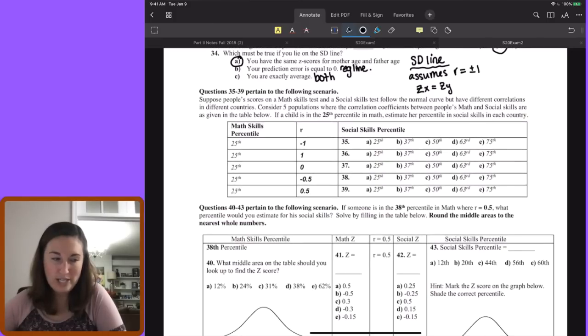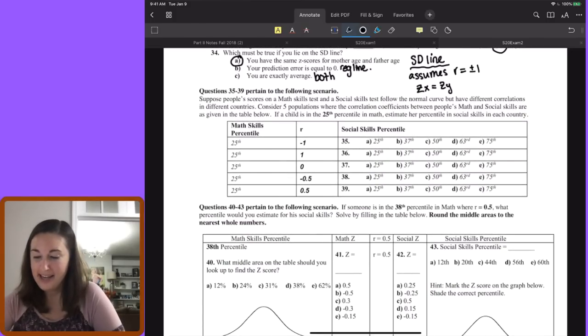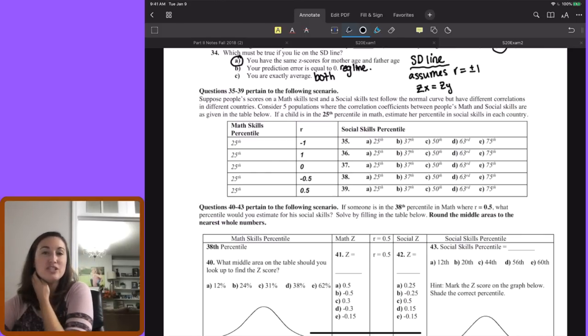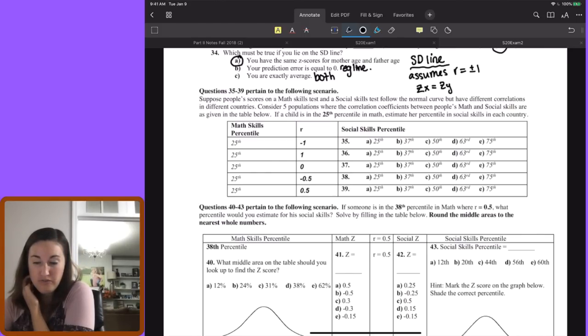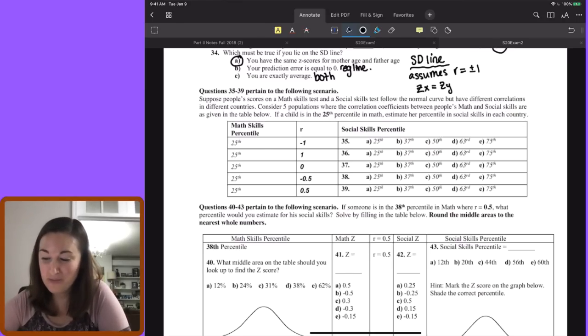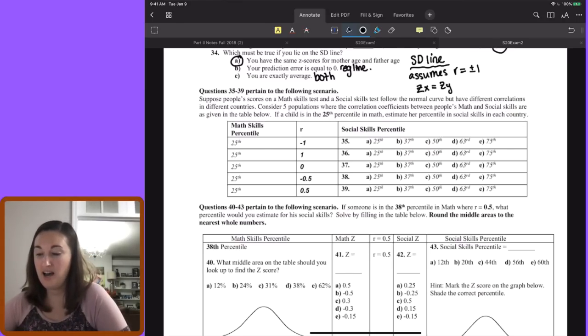Next couple of questions we are looking at. It looks like percentiles. So it says, suppose people's scores on math skills tests and social skills tests follow the normal curve but have different correlations in different countries. Consider the 5 populations below. They give us these different R values, and then we want to make a prediction. If a child's in the 25th percentile in math, estimate her percentile in social skills in each country.